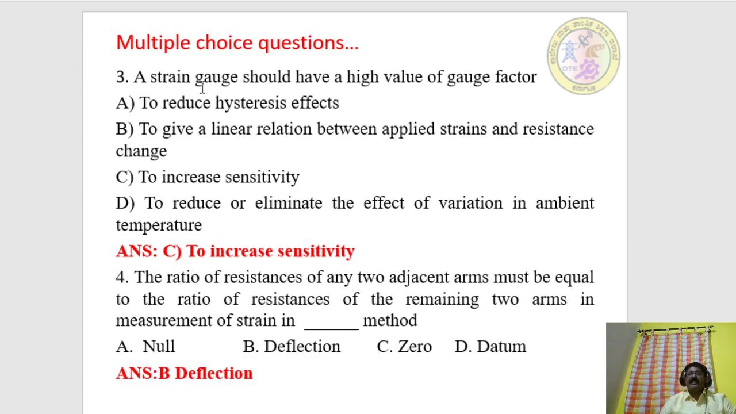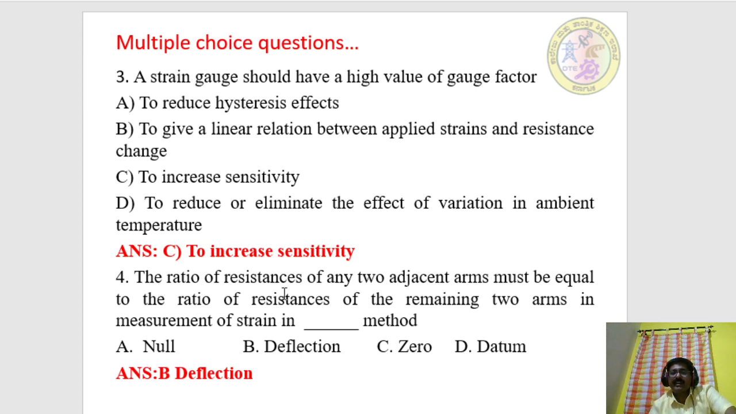Question number 3: a strain gauge should have a high value of gauge factor. Options are A to reduce hysteresis effect, B to give a linear relation between applied strains and resistance change, C to increase sensitivity, D to reduce or eliminate the effect of variation in ambient temperature. The answer, see, read out the options carefully: the strain gauge should have a high gauge factor, which depends on its increase in sensitivity. Then definitely the answer will be to increase sensitivity.